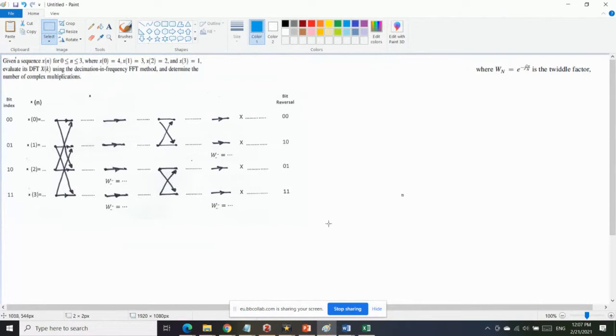Okay. So the values: x0 equals 4, x1 equals 3, 2, 1. And this is the bit index: 00 01 10 11.